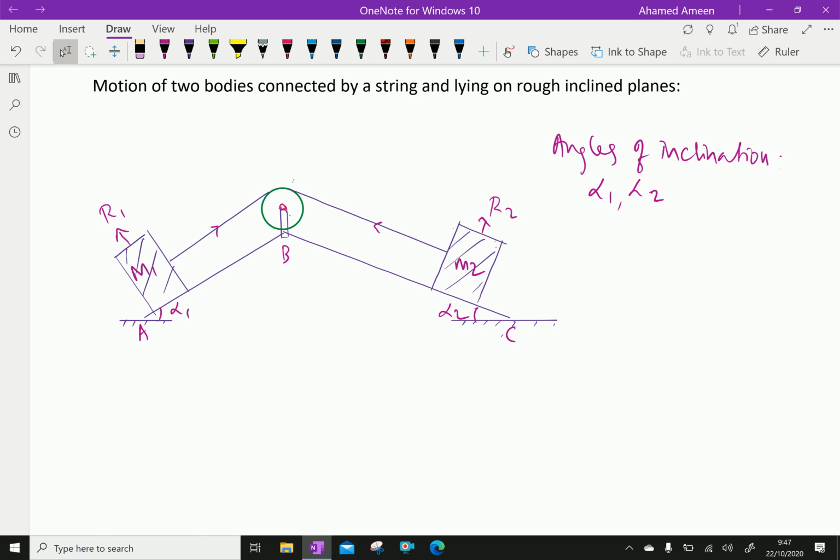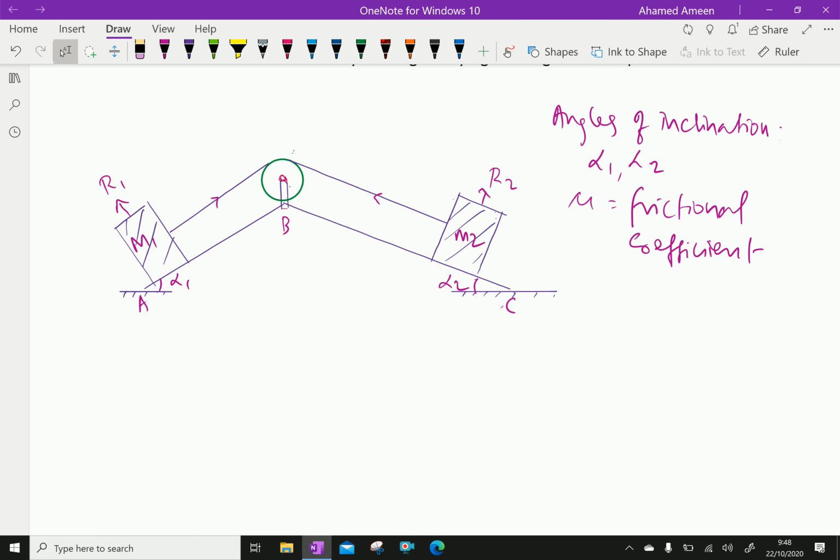Masses are M1 and M2. Now mu equals the frictional coefficient of the bodies and the rough surface. Let A equal the acceleration of the bodies. Both bodies have the same acceleration here. And now we'll consider body 1.